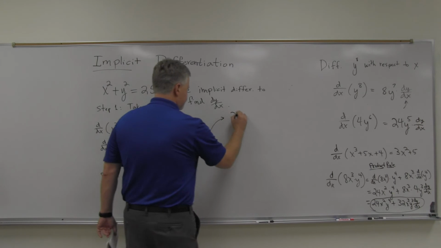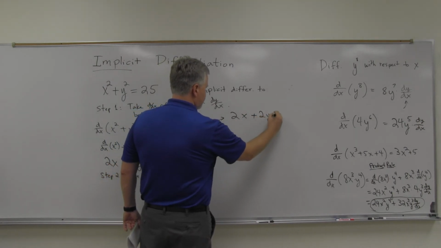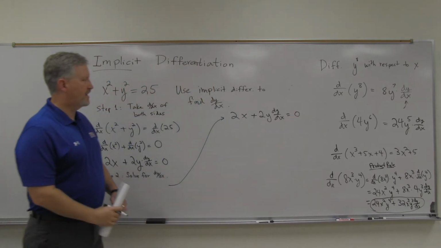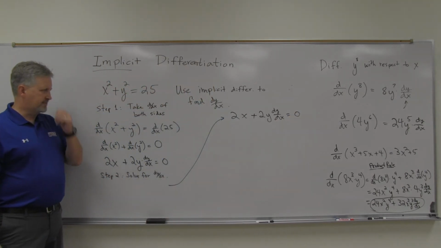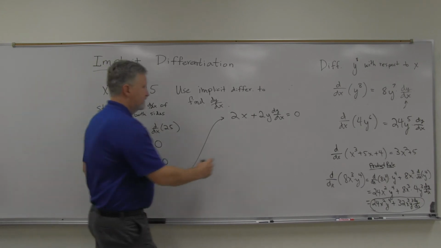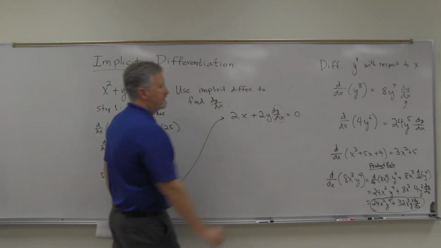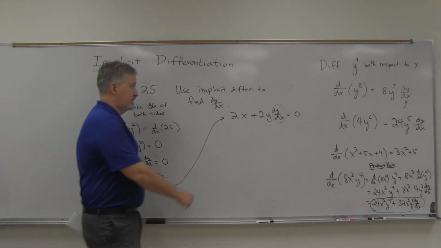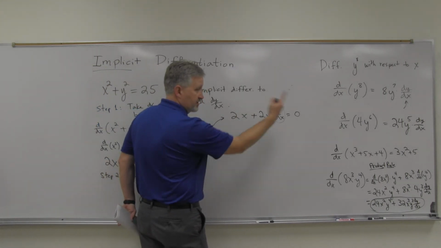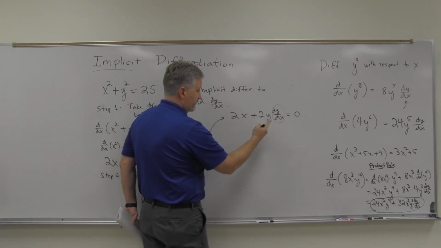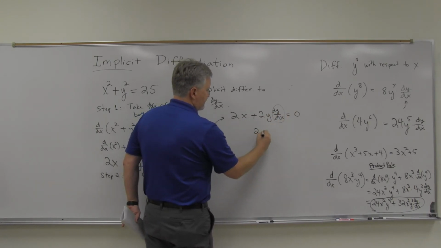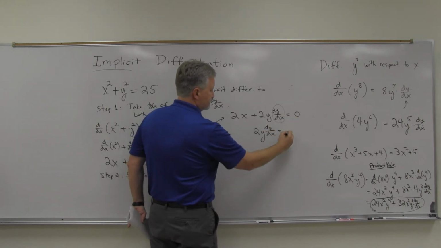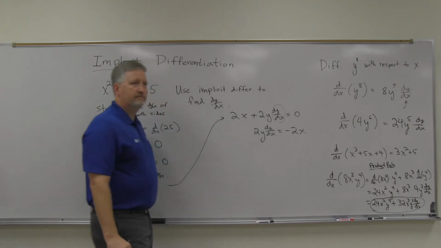So let me move over here since I'm putting a little space there. Just copying what I've got. 2y plus 2x plus 2y dy over dx equals 0. So I want to solve, it's like solving an equation, except in this case I'm going to solve it for dy over dx. Well, to solve for dy over dx, I need to move this term to the other side, so I'm going to subtract 2x from both sides. So I have 2y, dy over dx, and then minus 2x on that side.